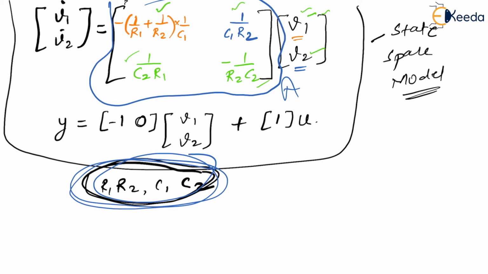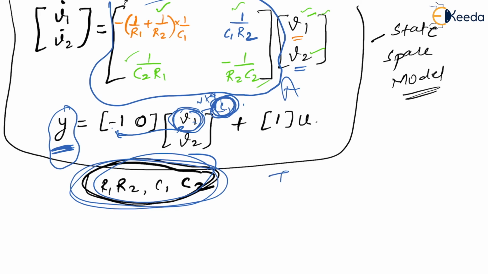Now another important thing which we observe from this is the output, the capacitor voltage C1. If you see, the output is Y, right? Y is equal to minus V1. And what is V1 here? V1 is the voltage across capacitor C1. So by this state equation we have understood that the output is dependent on the voltage across capacitor C1.